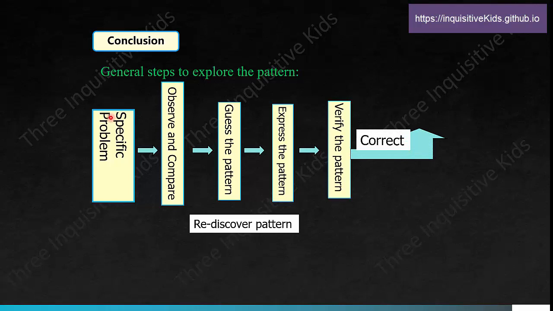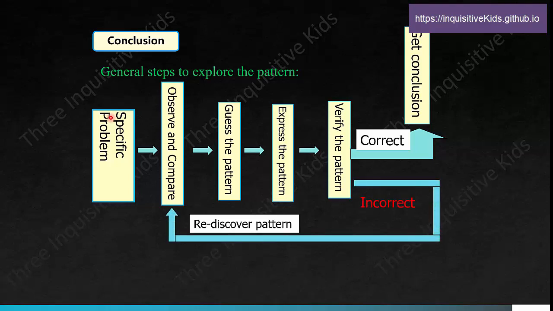So if it's correct, we're going to get the conclusion and answer that problem. If incorrect, we're going to rediscover the pattern, go all the way back, observe and compare.